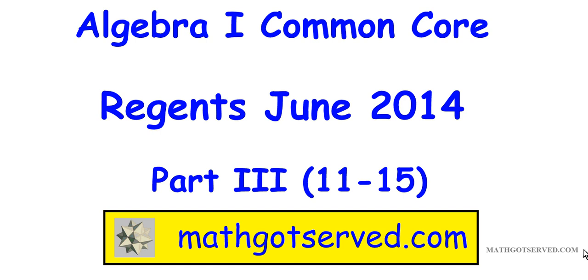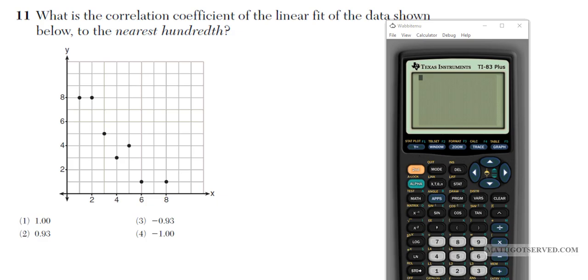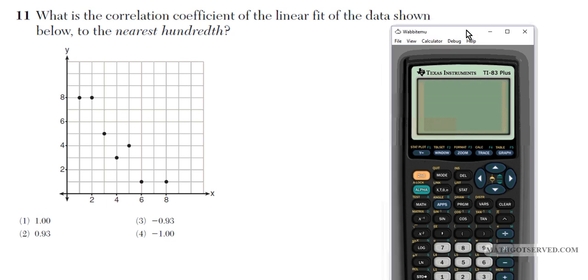In this clip, we're going to be going over problems 11 to 15 of the June 2014 Algebra 1 Common Core Regents exam. All right, let's take a look at problem 11. It reads, what is the correlation coefficient of the linear fit of the data shown below to the nearest hundredth? So we have a collection of points here, and we're to find the correlation coefficient. Now, this is a calculator problem.